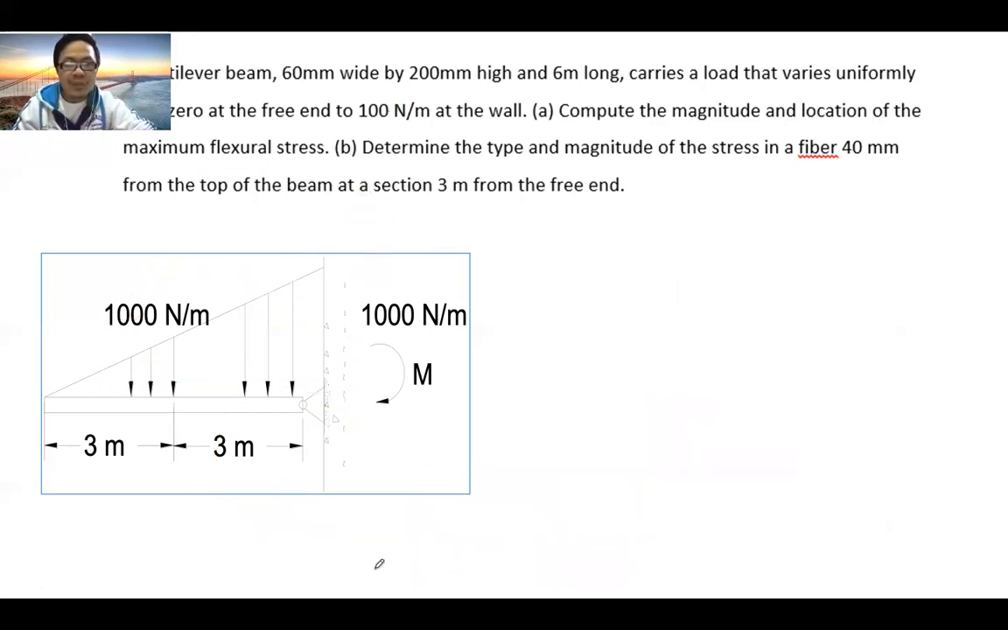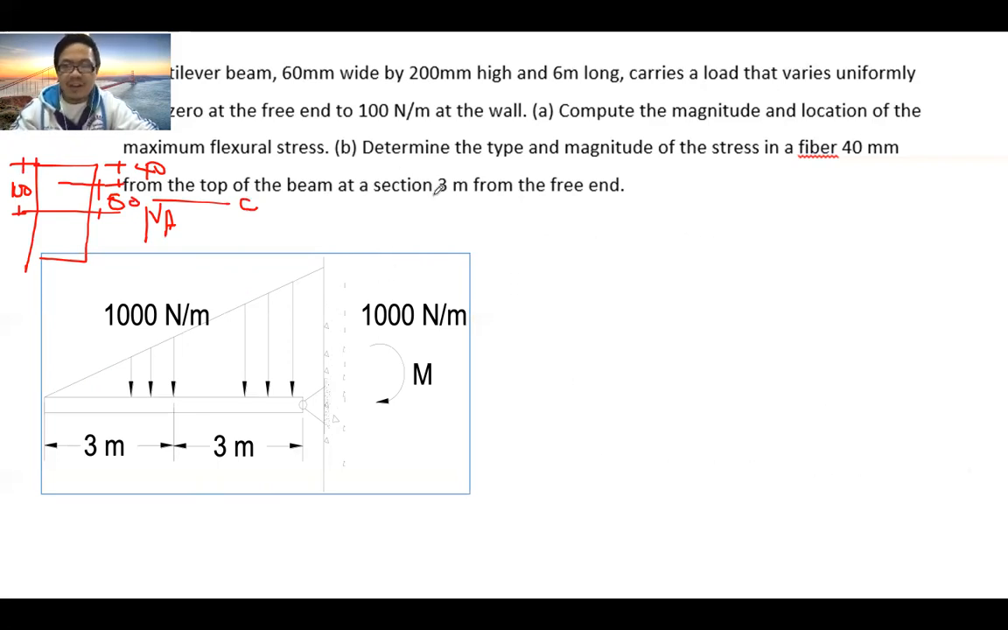So next, determine the type and magnitude of the stress at a fiber 40 mm from the top of the beam. So kung halimbawa may beam ganito, ang sabi niya, kung itong neutral axis, ang tinatanong niya is the stress in a fiber 40 mm from the top of the beam. So if the height is 200, pinapa-compute niya na stress is dito lang, yung value niya na 40 from the top. If this is 200, it follows that this one is 100, okay? Which means this one is 60. Okay? 60 ngayon yung magiging C.